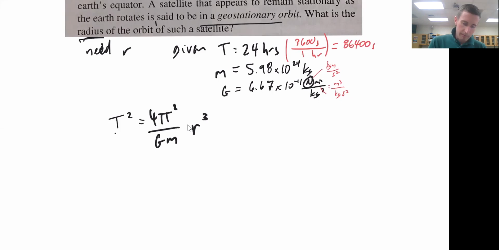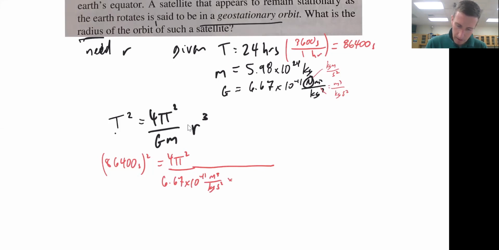All right, so over here I have 86,400 seconds squared equals 4 pi squared over G, 6.67 times 10 to the negative 11 meters cubed over kilograms seconds squared, times M, the mass of the Earth, 5.98 times 10 to the 24th kilograms, times R cubed, which is what I'm solving for.